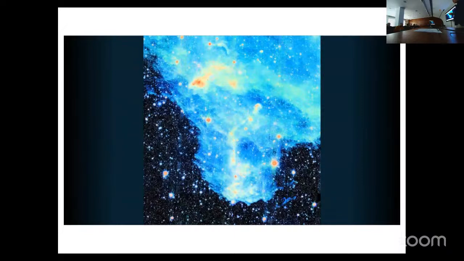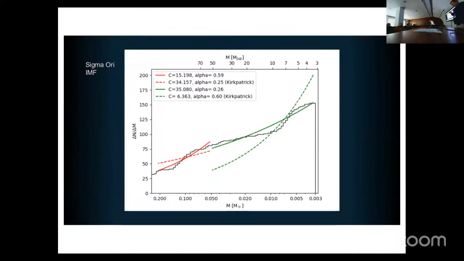Another nice picture of Orion. And this is where we want to get at. What we want, our main science goal, is to extend the determination of the initial mass function into the planetary mass regime. And this preliminary result is in the Sigma Orionis cluster with the Euclid data, and we compare with the solar vicinity within 20 parsec in the planetary mass.